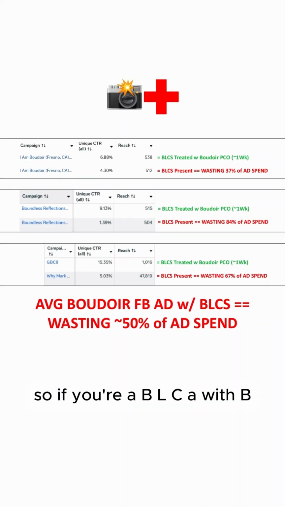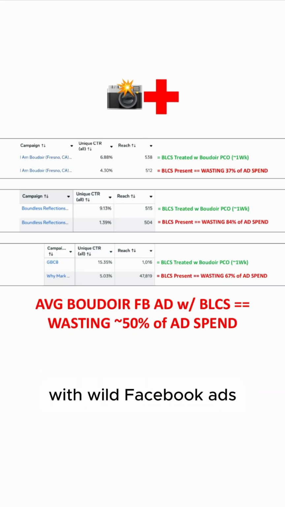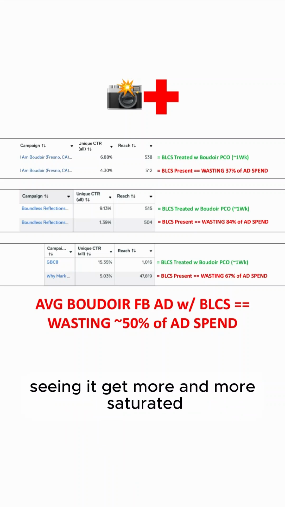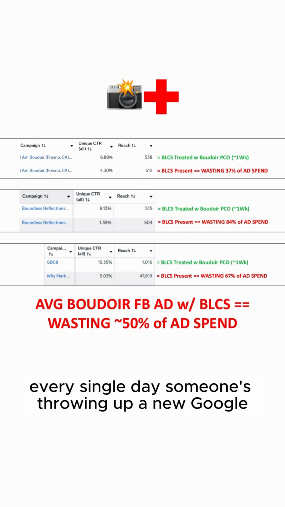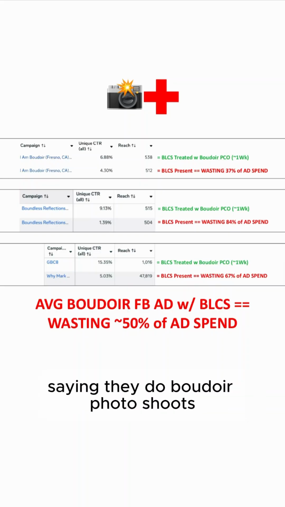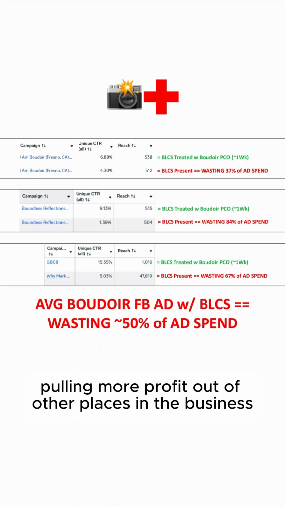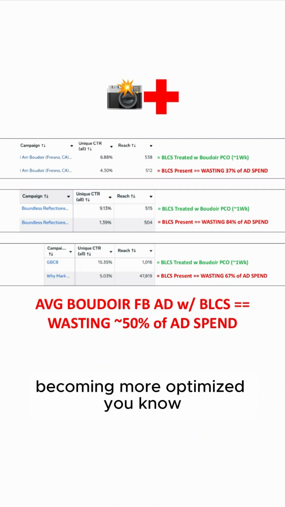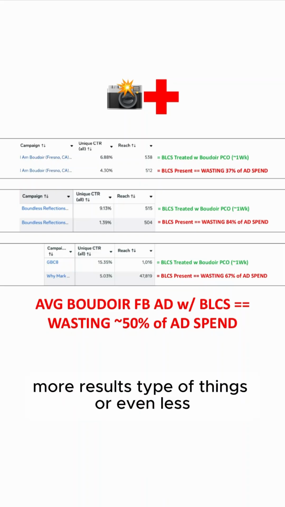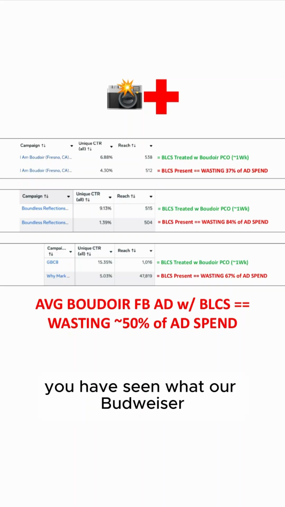So if you're a BLCA with BLCS, if you're a Boudoir low click advertiser with Boudoir low click syndrome, and you're spending more than 10 grand a month on Boudoir Facebook ads, and you're looking at the marketplace, seeing it get more and more saturated. It seems like when someone gets a new iPhone, every single day someone's throwing up a new Google My Business profile on Google Maps, saying they do boudoir photography, or they get a new camera, they're posting in the mom groups on Facebook saying they do boudoir photo shoots, and you see it's just getting more and more competitive, more saturated, more boudoir photographers, and you're seeing inflation, cost of living rise. So you've actually already been optimizing your business, pulling more profit out of other places in the business, becoming more optimized, same effort, more results, or even less effort, same results. And you have seen what our Boudoir Pico solution can do for others.